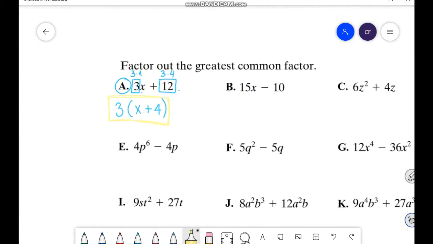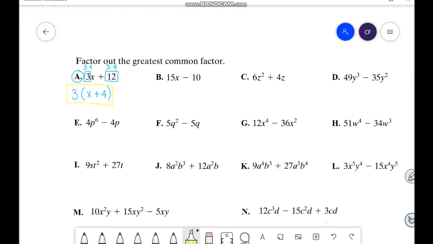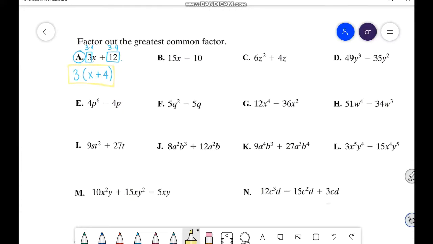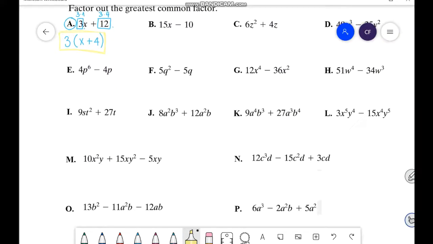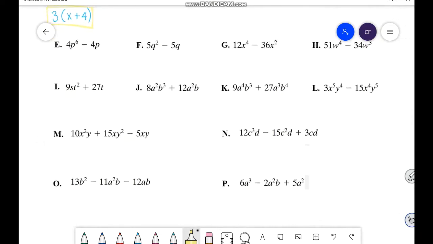A, B, C, all the way to H, it's kind of the same thing. You just have two terms and one variable. On questions I, J, K, and L, you're going to have two terms and two variables. It's just a bit harder. On questions M, N, O, and P, you have three terms and two variables.